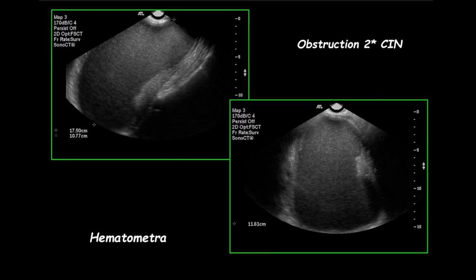Transvaginal images from a 35-year-old female demonstrate marked distension of the endometrial cavity with complex fluid containing low-level echoes, consistent with hematometra from cervical intraepithelial neoplasia.